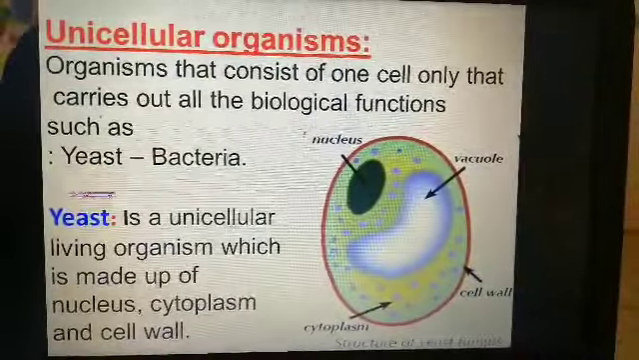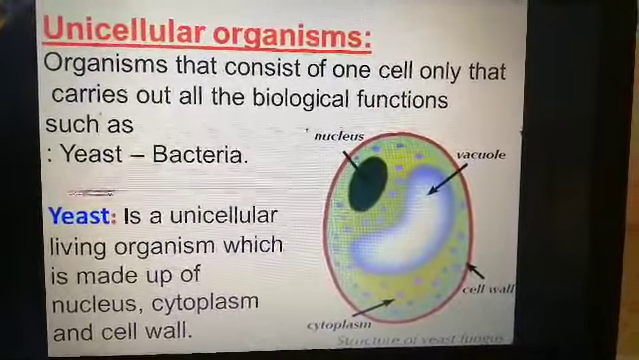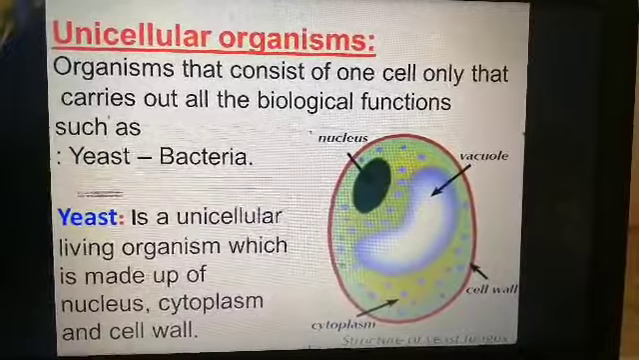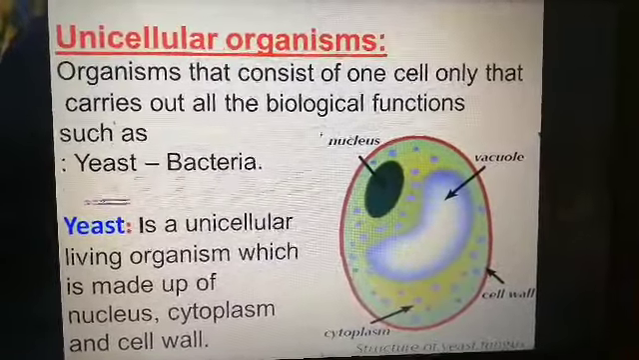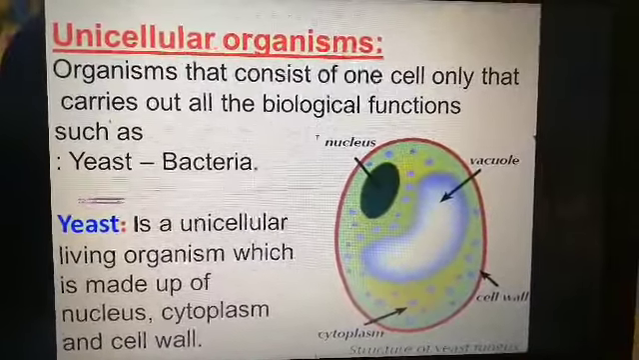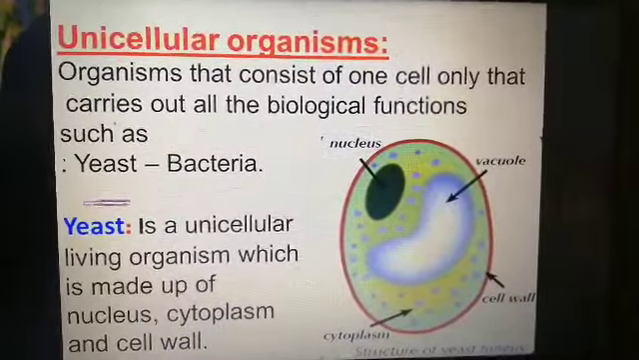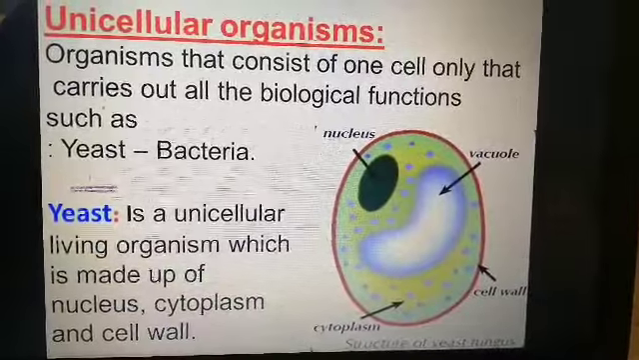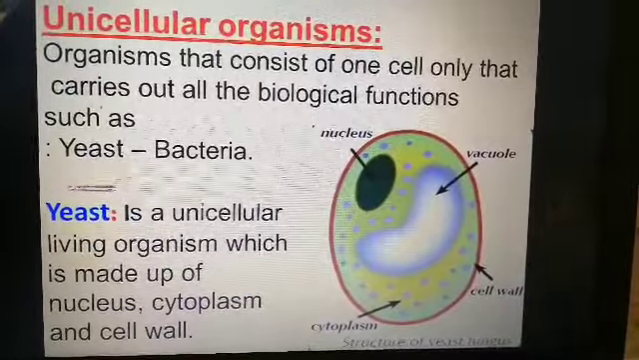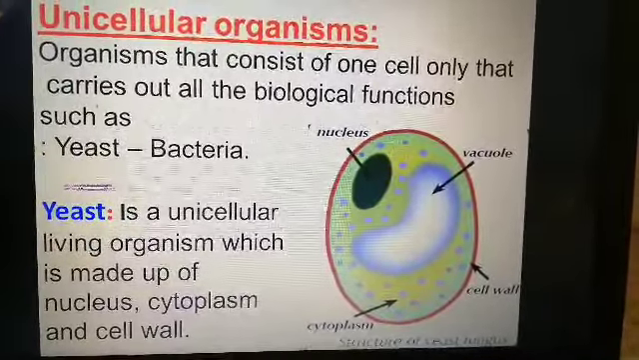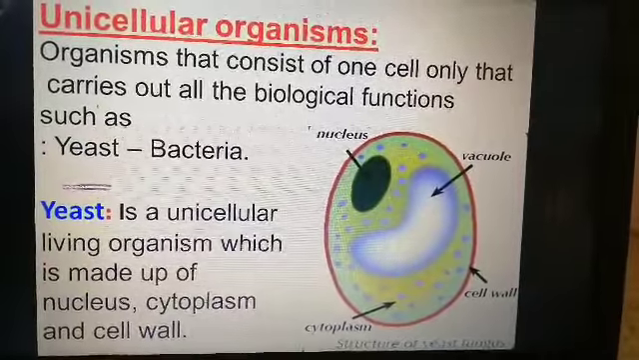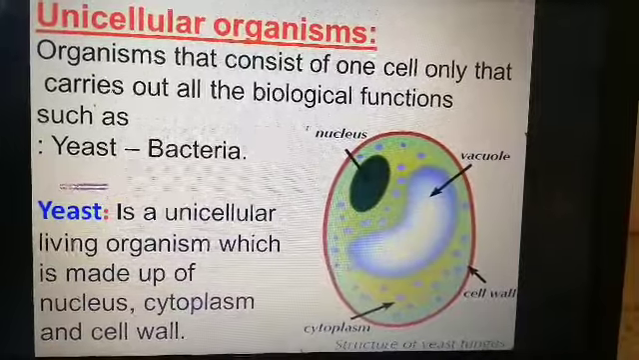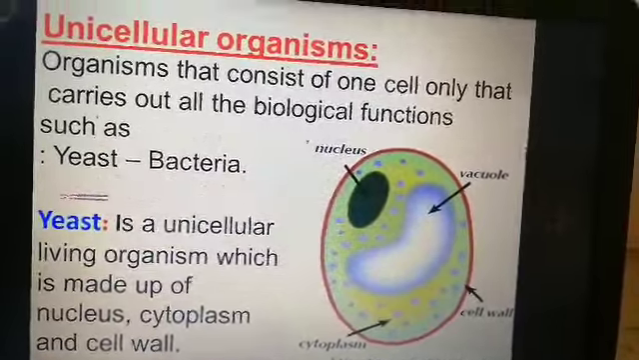Now we are going to study unicellular organisms, which are organisms that consist of only one cell, and inside this cell all the biological operations happen, such as yeast and bacteria. What is yeast? Yeast is the substance your mother uses to make bread. It is a unicellular living organism. The cell of the unicellular organism consists of nucleus, cytoplasm, and cell wall. So what are the components of unicellular organisms? Nucleus, cytoplasm, and cell wall.